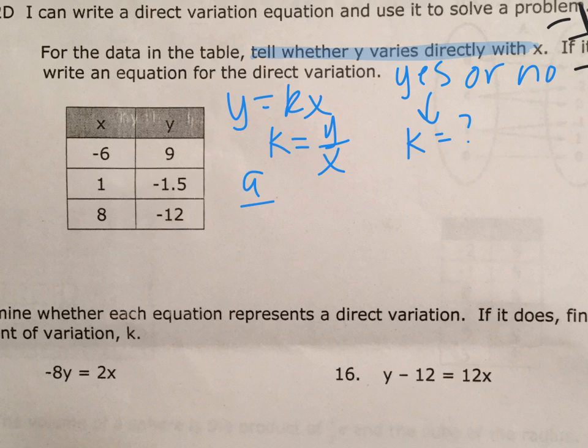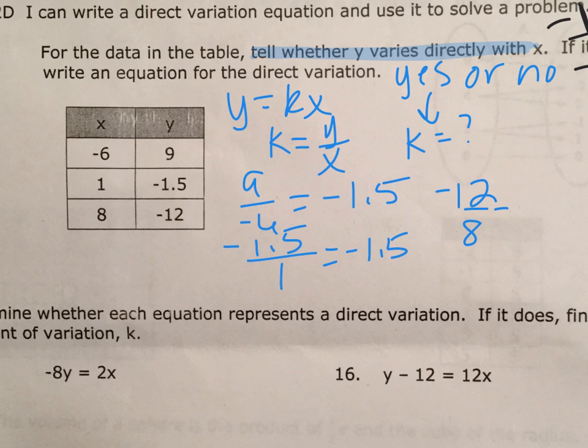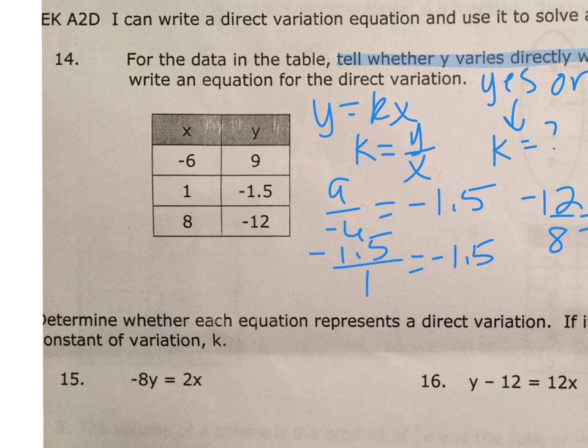So 9 divided by -6 equals, if you do that on your calculator, you get -1.5. And a lot of people did. Hardly anybody just told me -3/2. Negative probably because of the one right there. Divided by 1 is -1.5. And -12 divided by 8 is -1.5. So, yes.